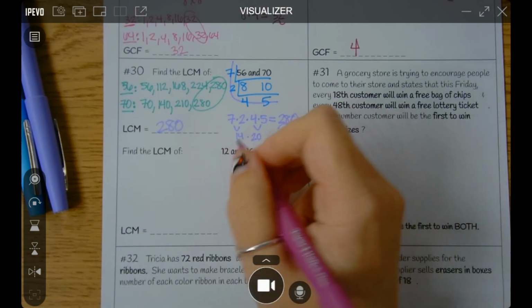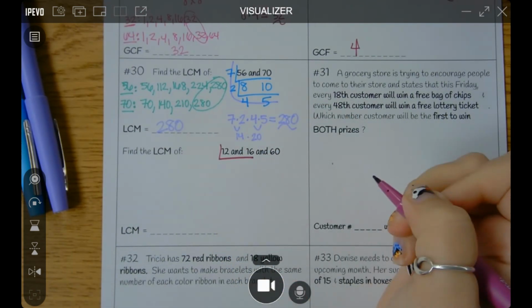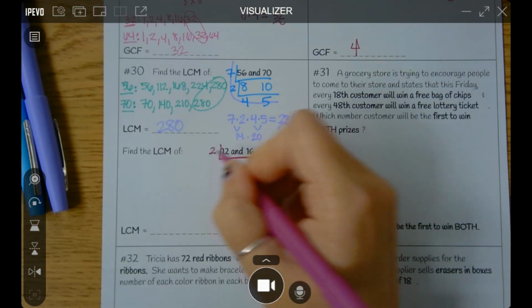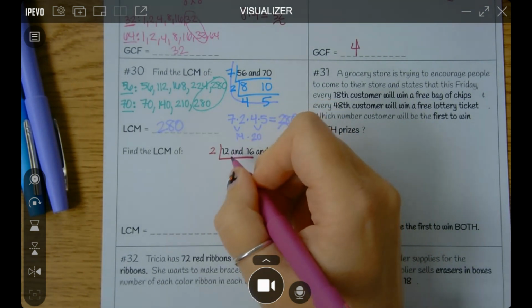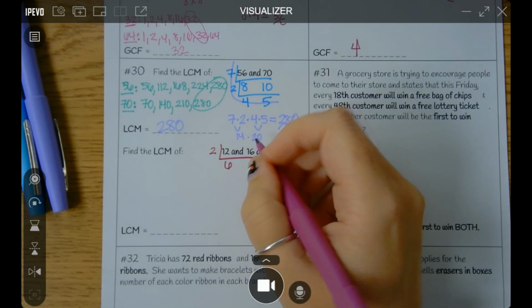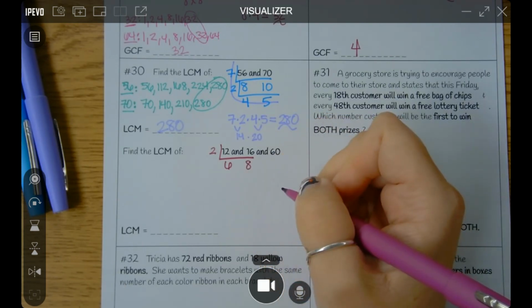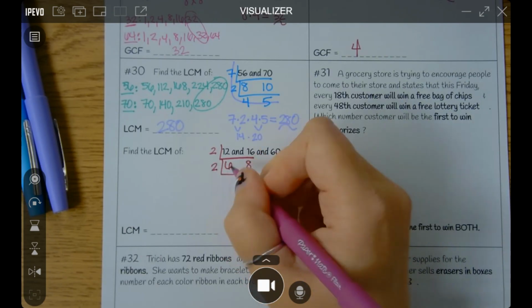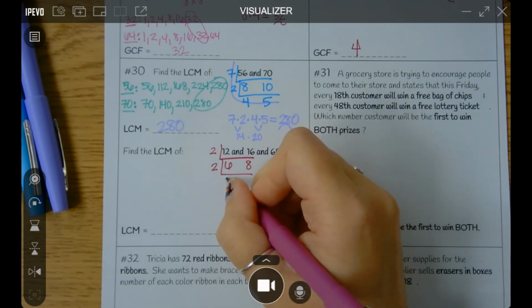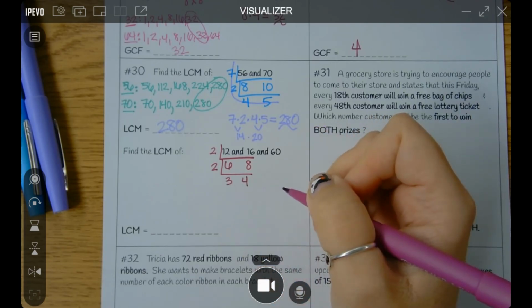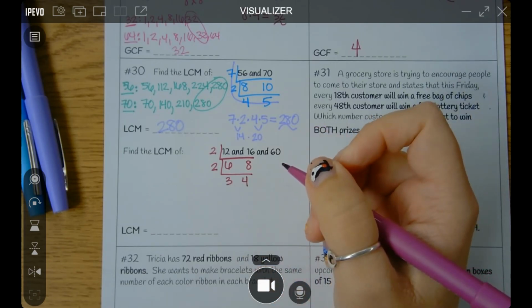Okay, so for this first two numbers, I'm going to do a ladder. What can go into 12 and 16? Yeah, 2 can. 2 goes into 12 how many times? 6 times. 2 goes into 16 how many times? 8 times. Can anything go into 6 and 8? 2. How many times did 2 go into 6? 3 times. How many times did 2 go into 8? 4 times. Can I keep going? Nope. That's it. So I'm done.